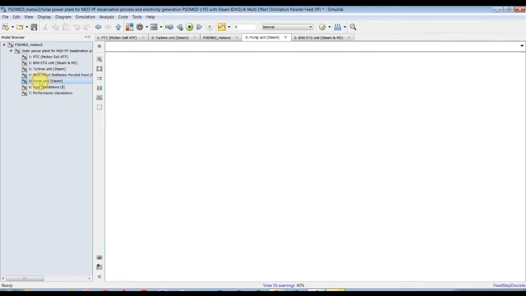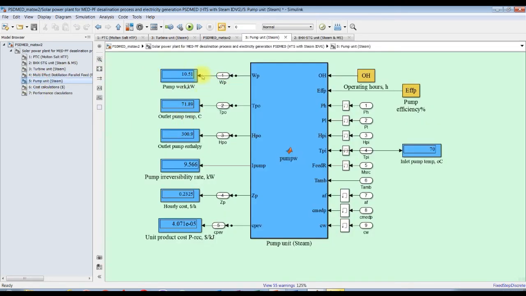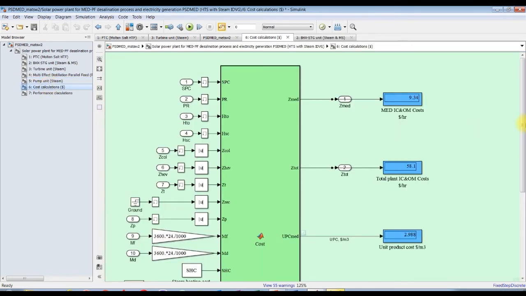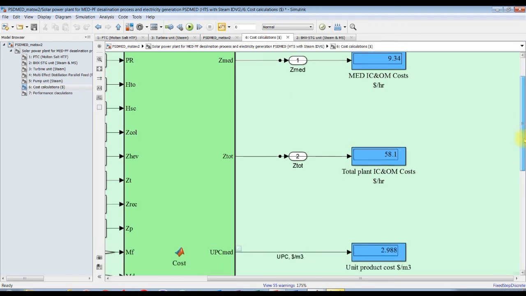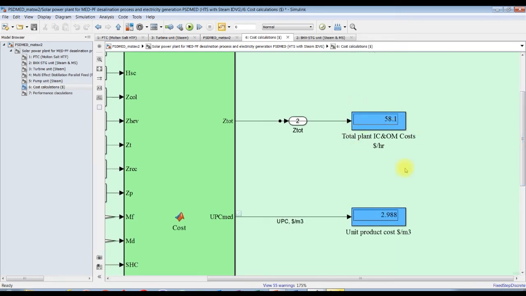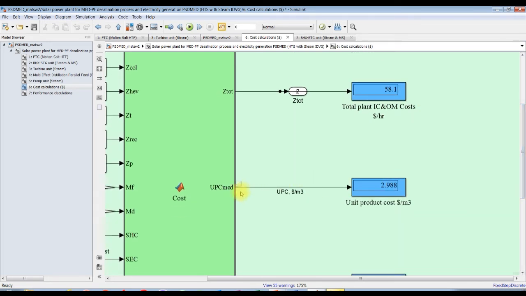Let's go for the pump. This is considered the solar Rankine cycle pump. We consume around 10 kilowatts, and some economics. This is MED hourly costs. This is the total cost. Yes, this is a unit product.